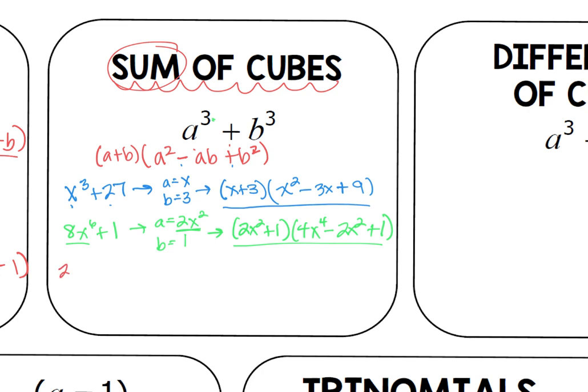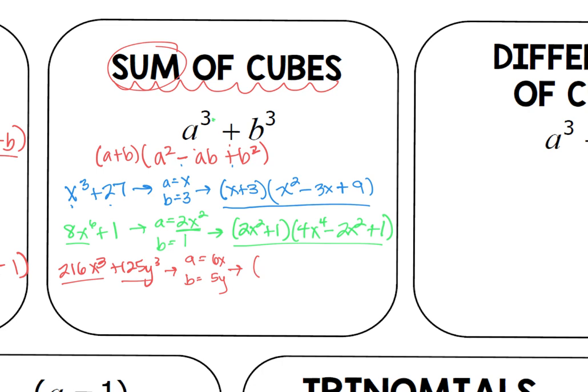One more example. Let's try 216x cubed plus 125y cubed. Okay, we've just added a little bit bigger numbers and some bigger terms. But again, start by finding your a and your b. The cube root of 216x cubed, use your calculator if you don't know, would be 6x. The cube root of 125y cubed is 5y. So those numbers are getting substituted for the a's and b's in our factoring formula.